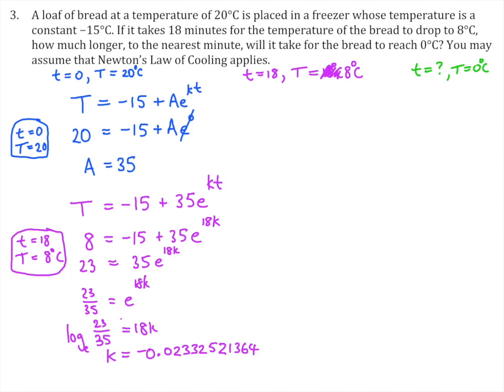Well, let's put that in our formula. Our formula becomes T equals minus 15 plus, we know what A is, that's 35, e, do we know what k is? Yes, minus 0.02332521364 t. Now the question asks us, when will the temperature get to 0 degrees Celsius? At what time? So it's at 0 degrees Celsius when capital T is 0.